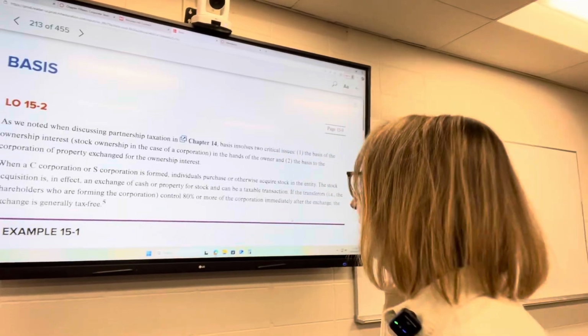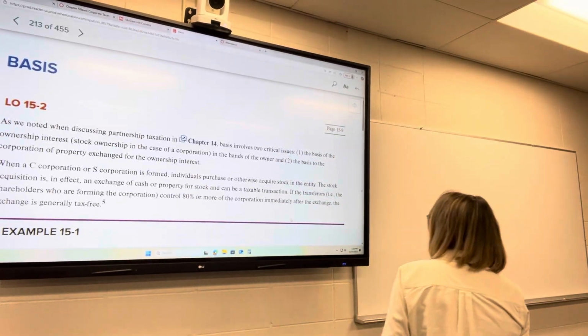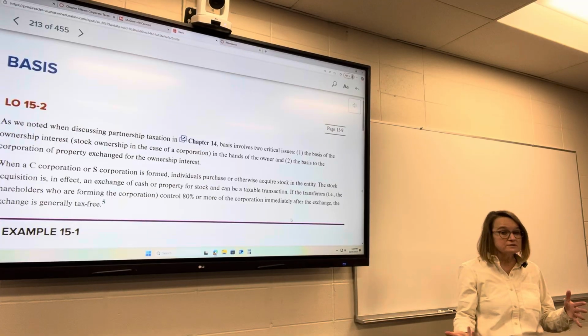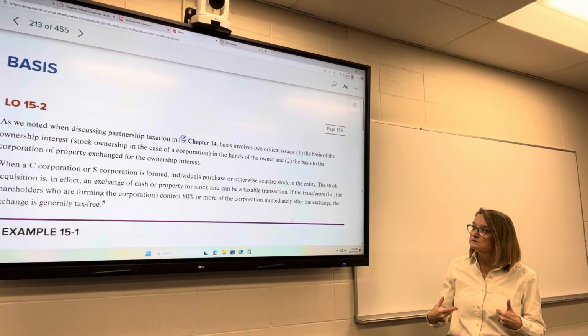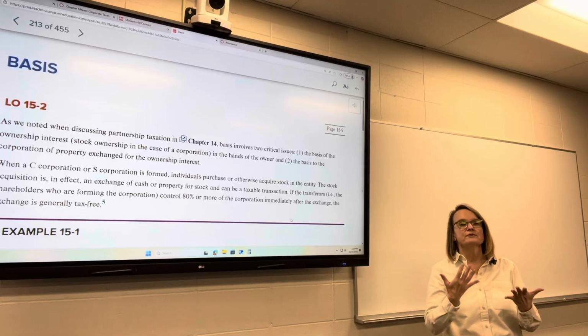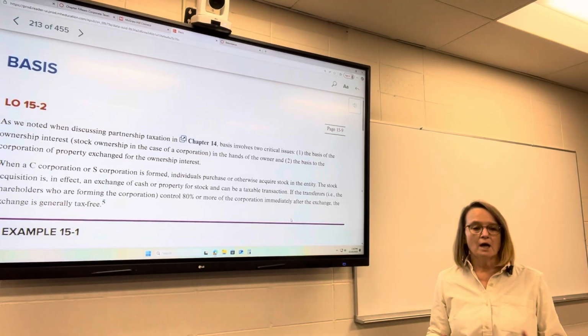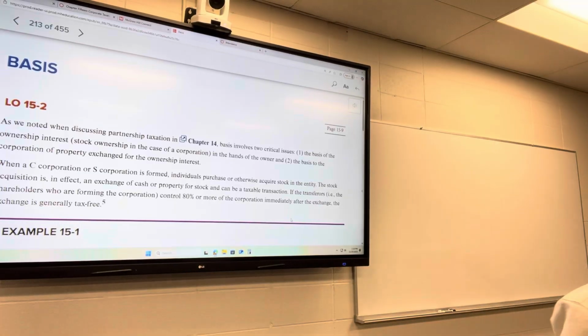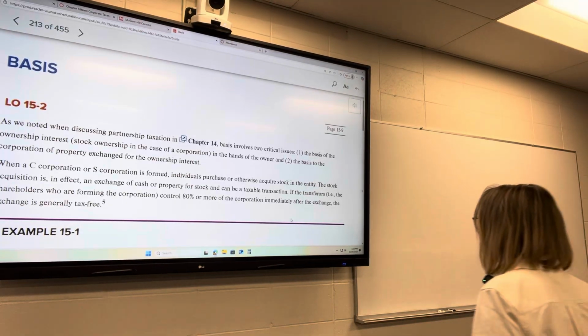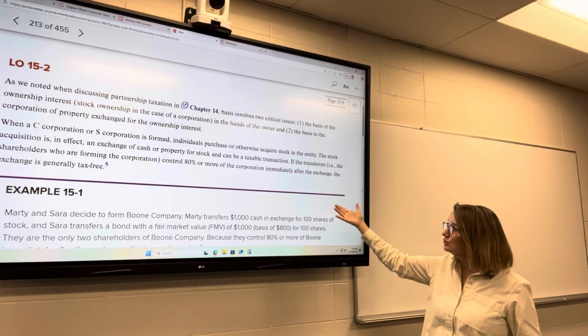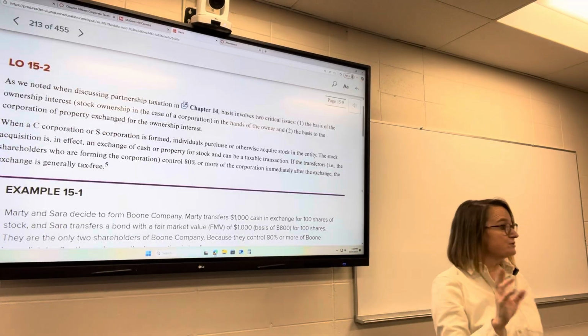We do need to talk about basis. So there are two types of basis. There's the basis of the ownership in the company by an individual, and then there's the basis of the assets of the corporation. So when a C or S corporation is formed, individuals will purchase or otherwise acquire stock.